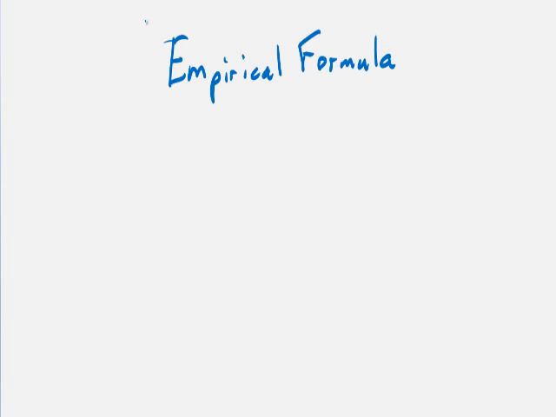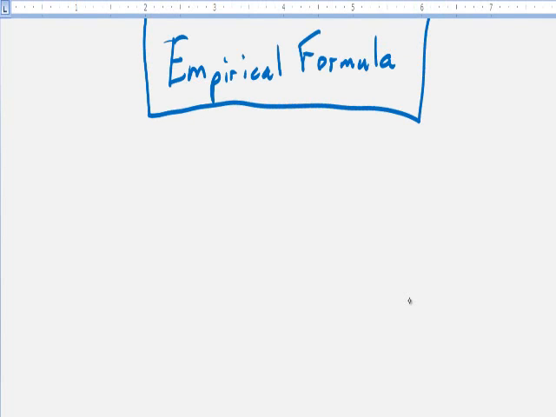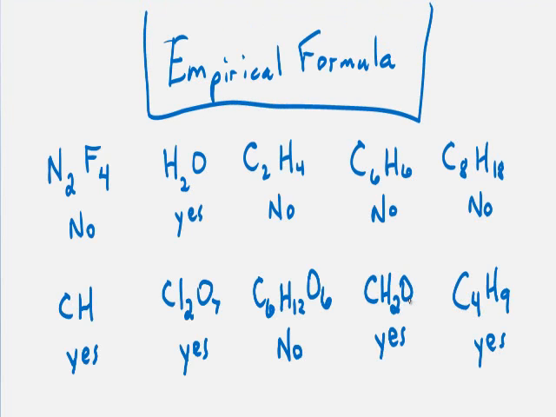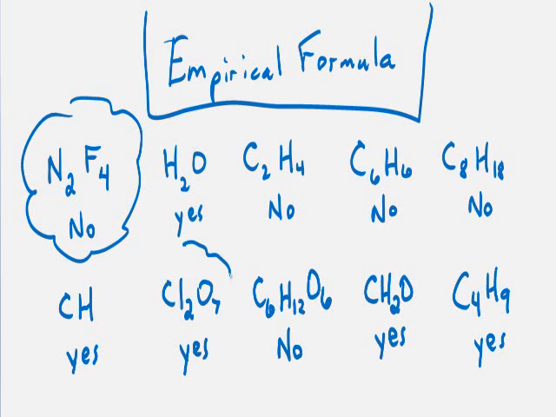The intent of this clip is to examine something known as empirical formula with chemical compounds. Below we have listed a series of examples. Those identified as no would be things that are not empirical formulas. Something identified as a yes would be an example of what we would say is an empirical formula.